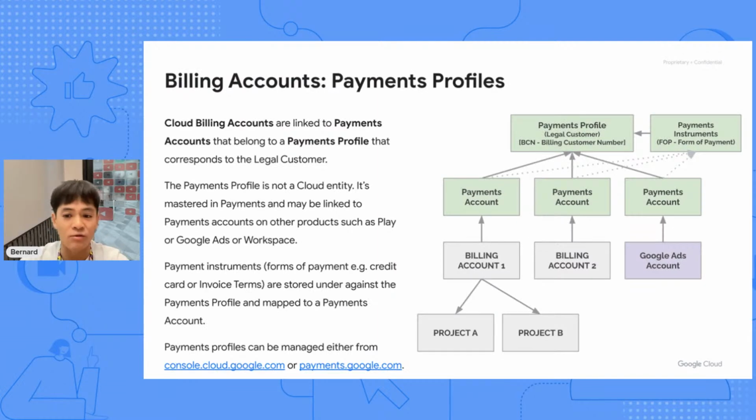Now, also interesting to note that billing accounts are a GCP concept that maps to a Google Payments profile. So in your overall Google experience, you may have interacted with something called a payments account, and payments accounts belong to a payments profile, which is your identity as a legal Google customer. And payments accounts are used to pay for other Google products such as Play or Ads or Workspace. And your payments profile can be managed either from the Google Cloud Console or at payments.google.com.